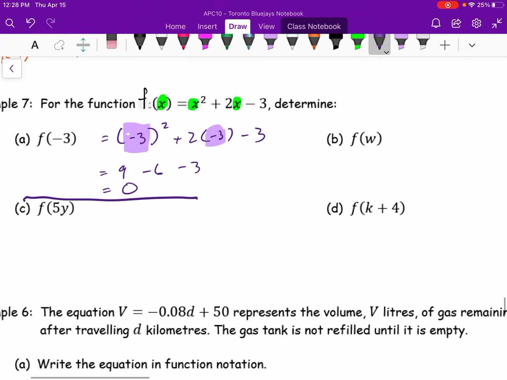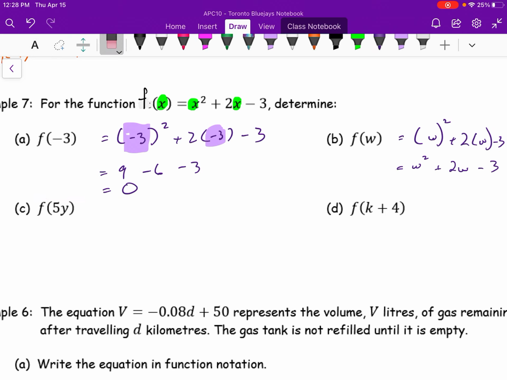So I'm going to do the f of w. Well, I'm going to have to take my input squared. I'm going to add 2 times my input minus 3. So w squared is w squared. 2 times w is 2w minus 3. All right, I have a feeling things are going to get a lot more real very quickly.